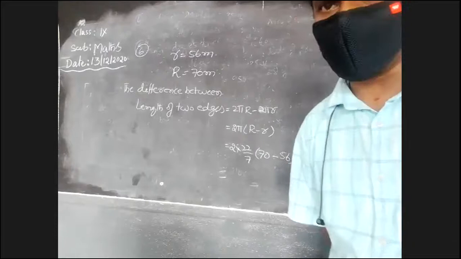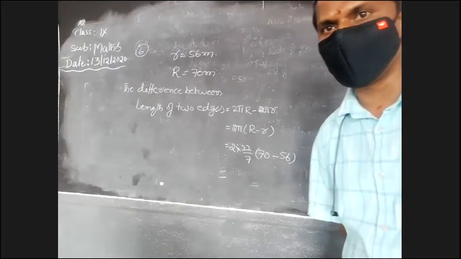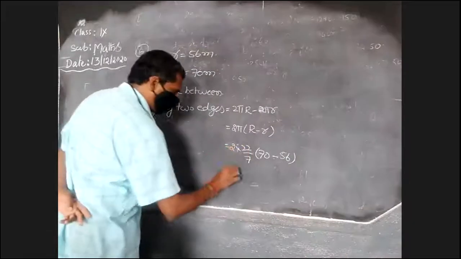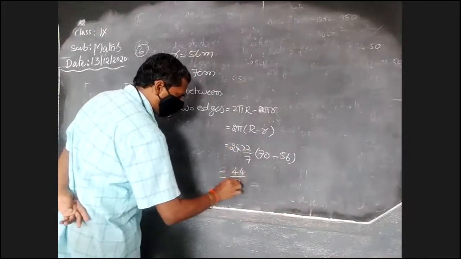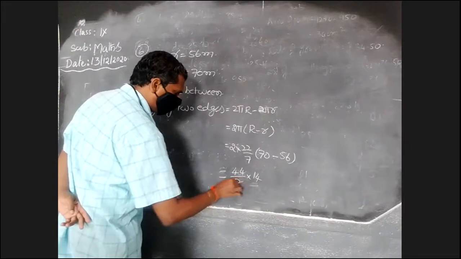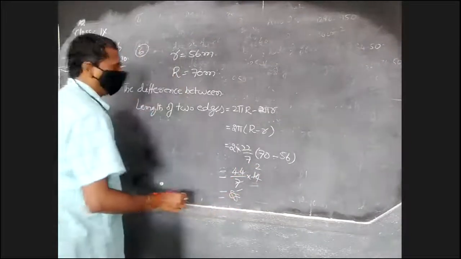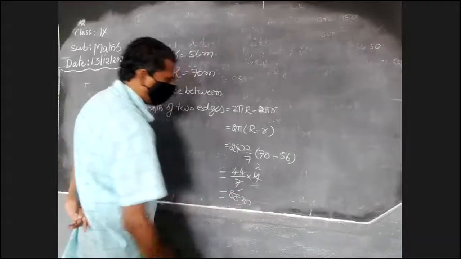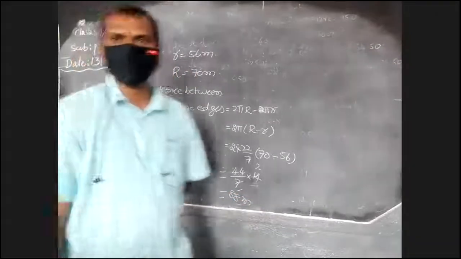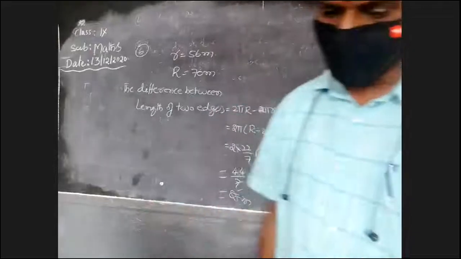88. Yes, right. 88 meters. Very good. So 2 into 22 is 44 by 7 into 14. 7 1s are 7, 7 2s are 14. So that is 88 meters. So understood all of you this question?